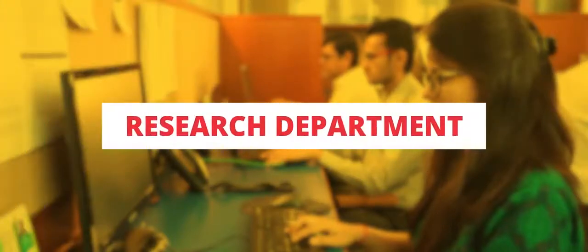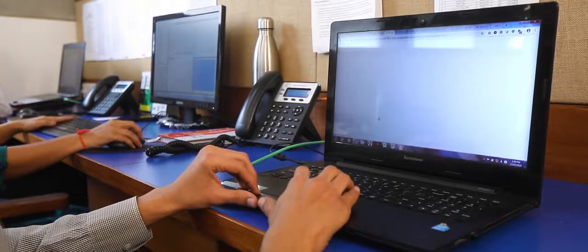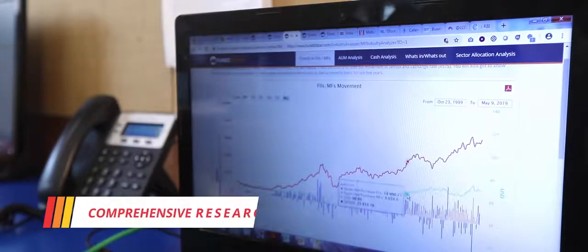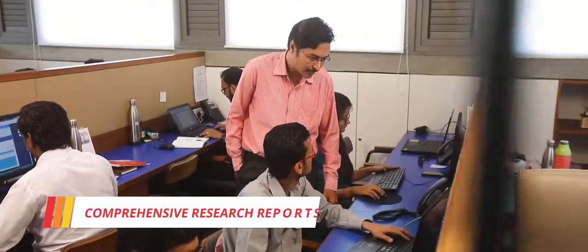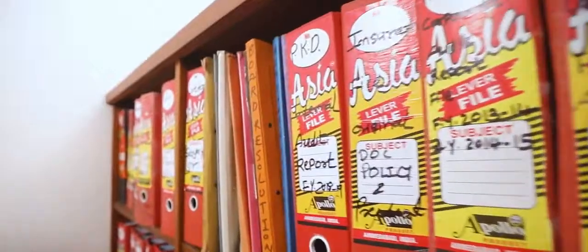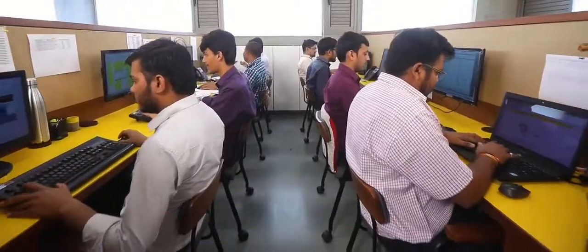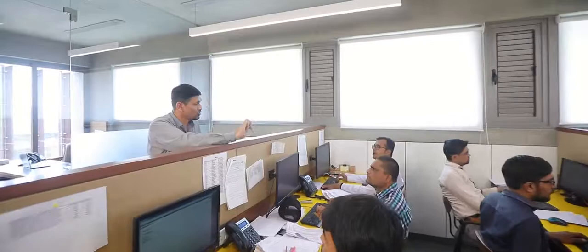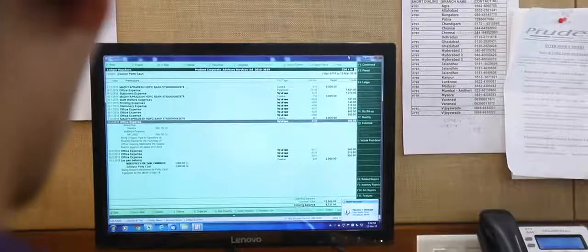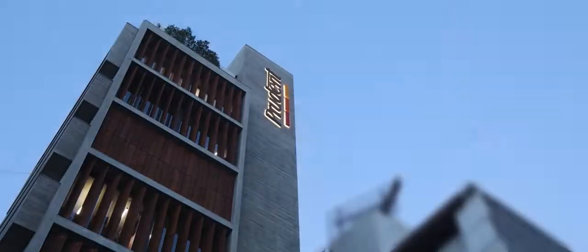Research Department. To help our partners in making informed decisions for their clients, we have a research team which provides comprehensive research reports of various types, considered to be one of the best in the industry. And finally, our Accounts Department. The job of our Accounts Department is to make sure that latest by the 15th of every month, our partners receive their brokerage. We are proud to have met this deadline successfully in the last 10 years.